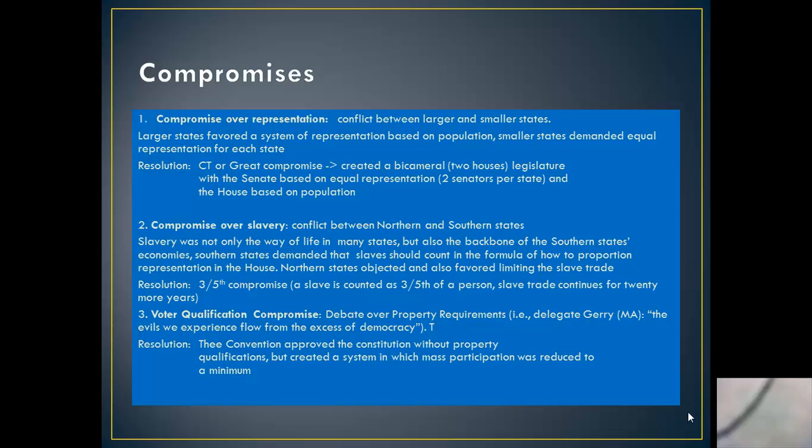How was it resolved? I'm sure you heard about it, you read about it in the textbook. The 3/5 compromise posited that each slave is to be counted as 3/5 of a person. And this compromise also allowed the slave trade to continue for 20 more years. Realistically speaking, it continued for an even longer time.